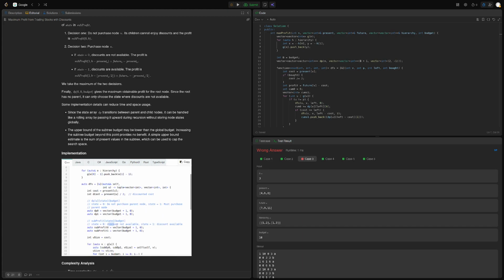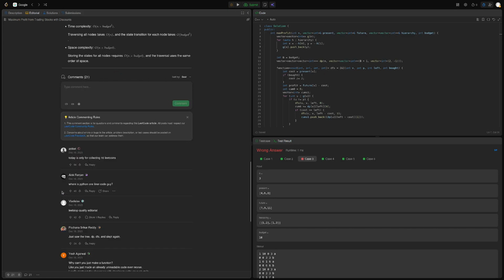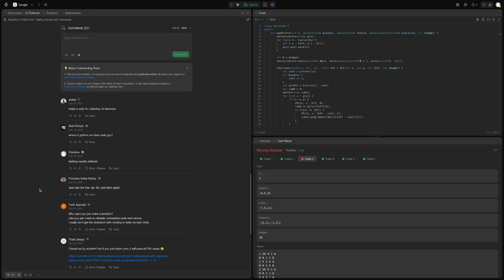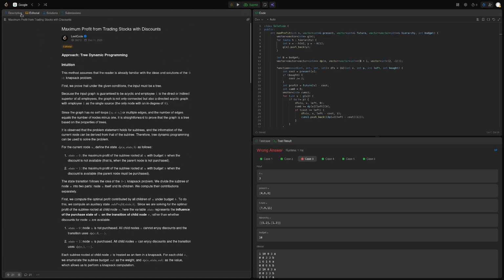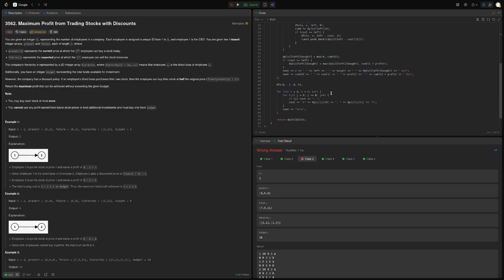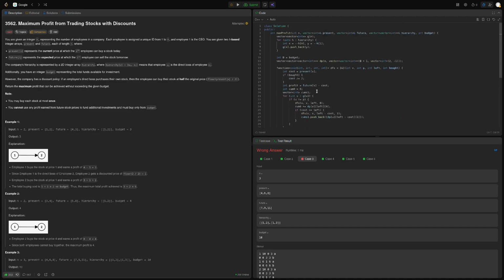Wait. Discount not available. I kind of understand that I'm just supposed to do knapsack, but this is ridiculous. That's straight up crazy.